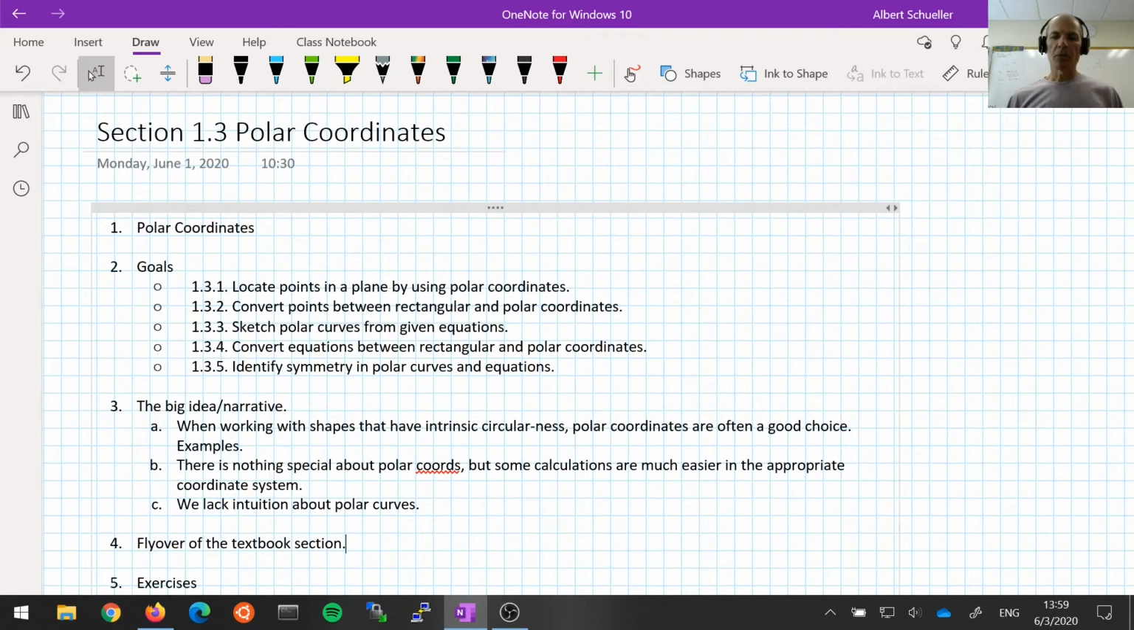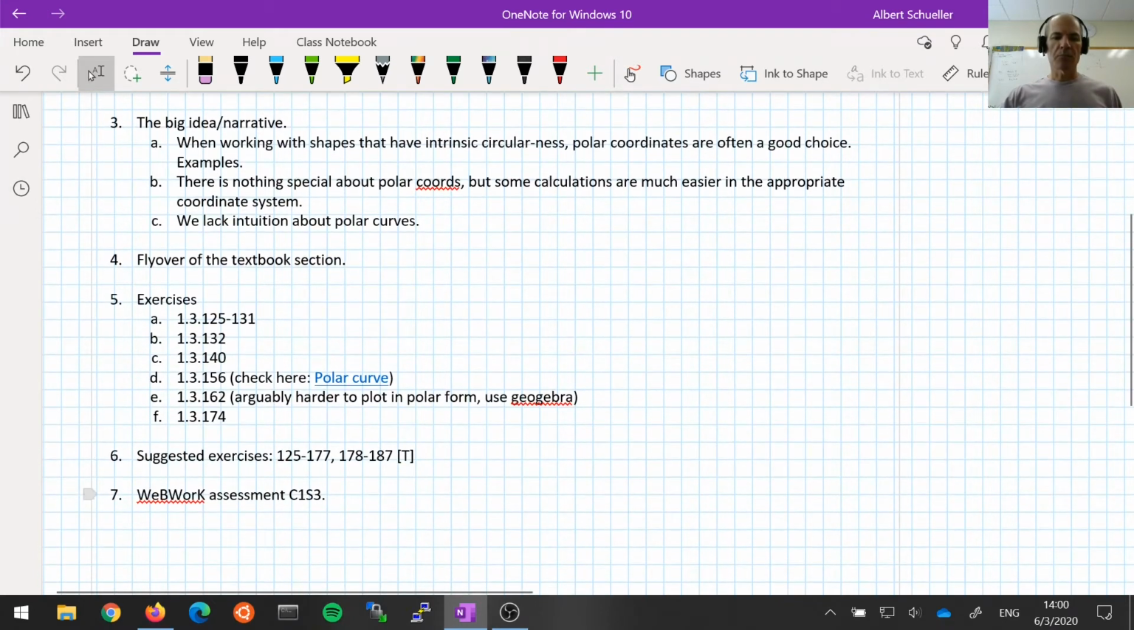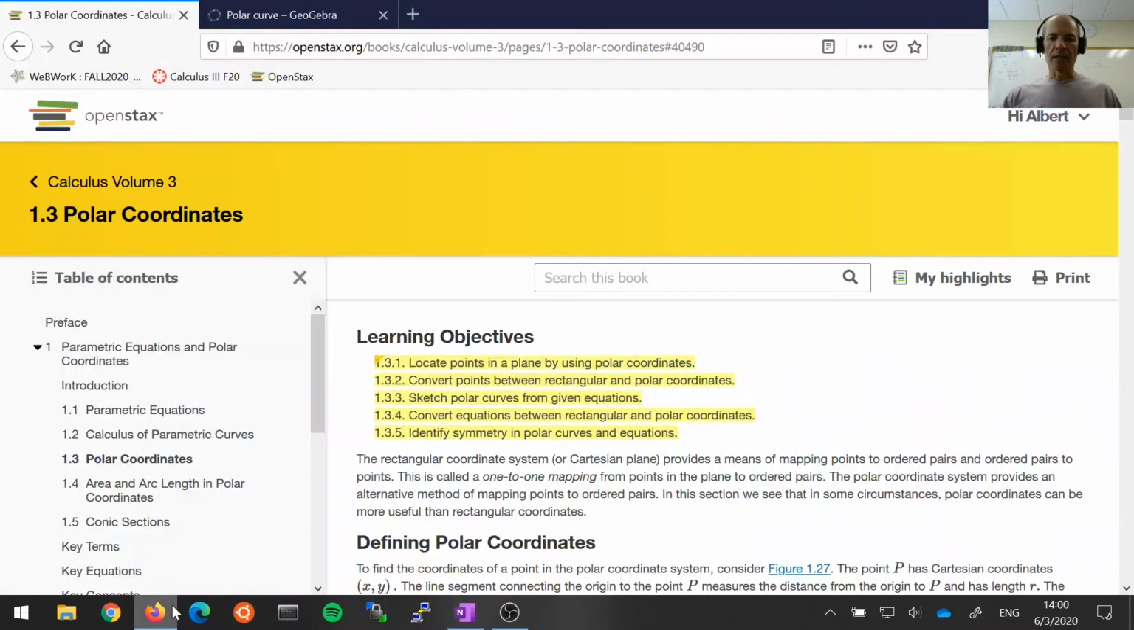There's nothing special about polar coordinates. It's just another way of describing the plane, just like Cartesian coordinates. I think the biggest difference is probably that we've been using Cartesian coordinates for most of our lives, and we have some intuition about how Cartesian/rectangular coordinates behave. And we don't use polar coordinates very often, and so we have less intuition. So one of the things that you want to pick up in this section is a little bit more intuition about polar coordinates. Let's jump over to the textbook and just scan through the section briefly.